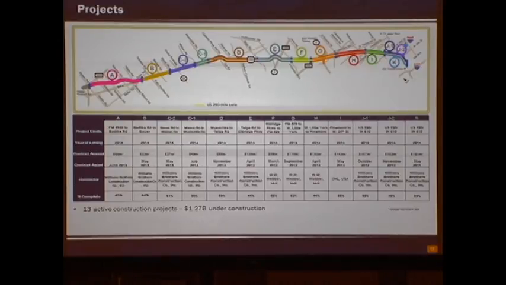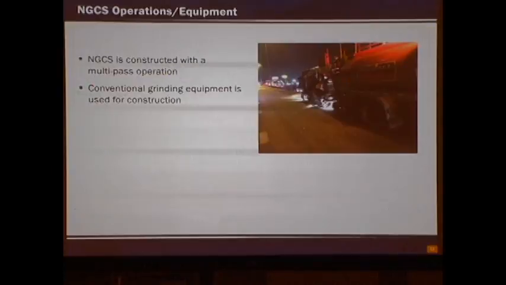We're implementing this next generation concrete surface throughout the 290 project. It's kind of like a beta. After the contractor places the concrete and places the temporary tining, we'll go back and perform the next generation concrete surface. Now, the next generation concrete surface is placed with a multi-pass operation, meaning first you have to grind up the existing tining and the pavement surface, and then you go back and place grooves in that surface.